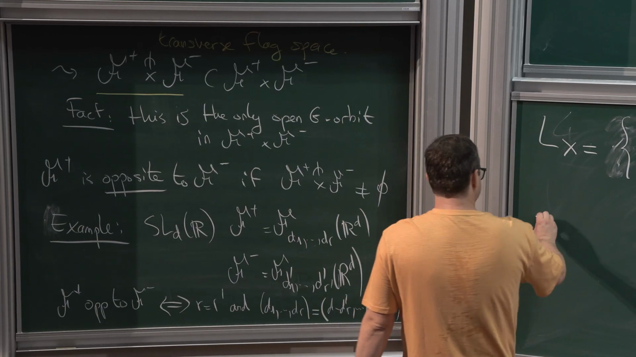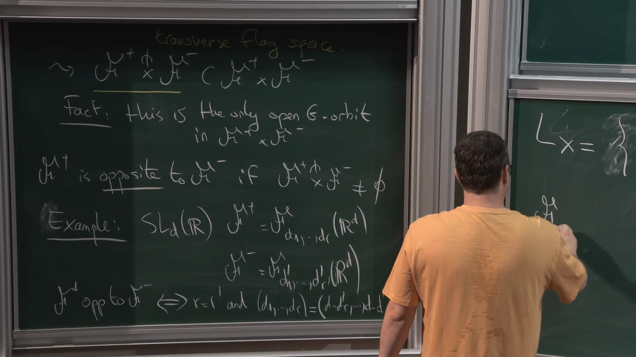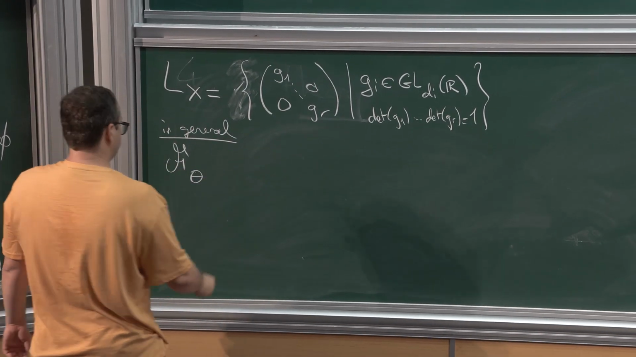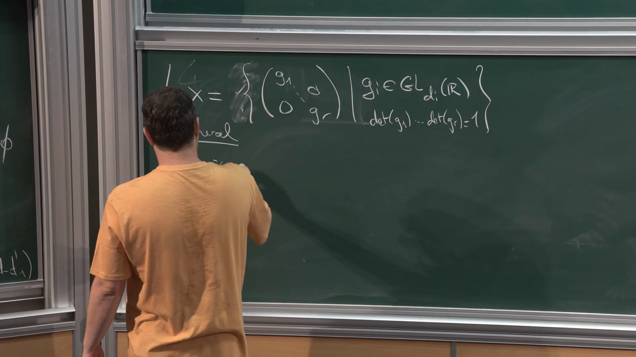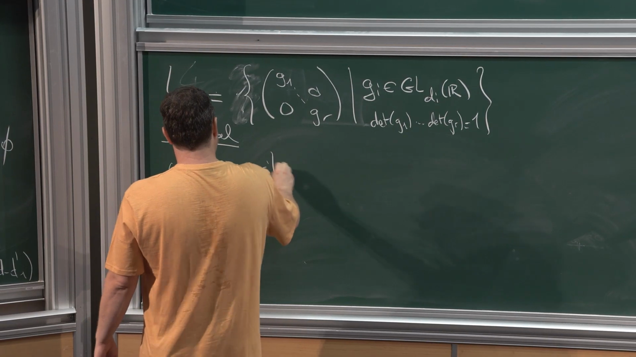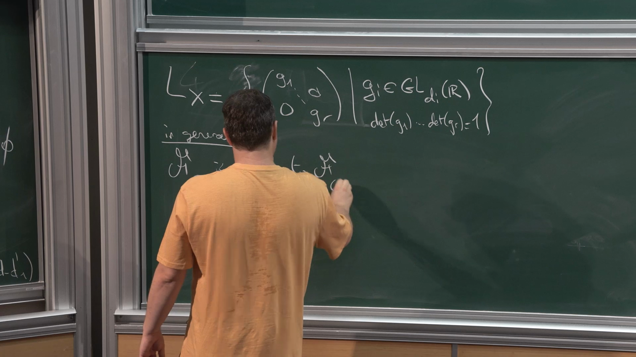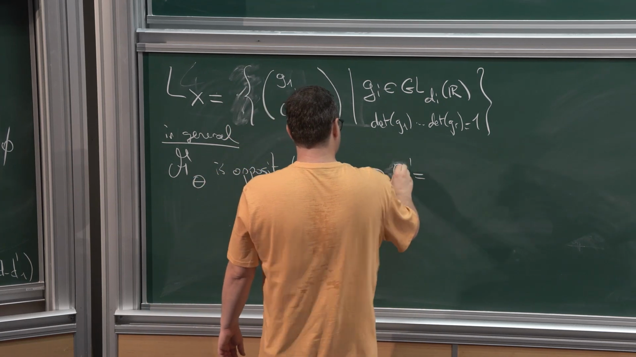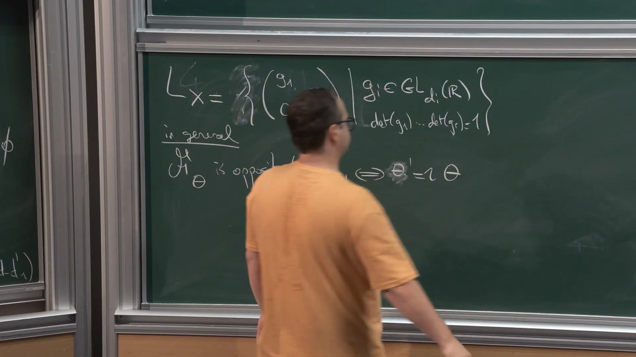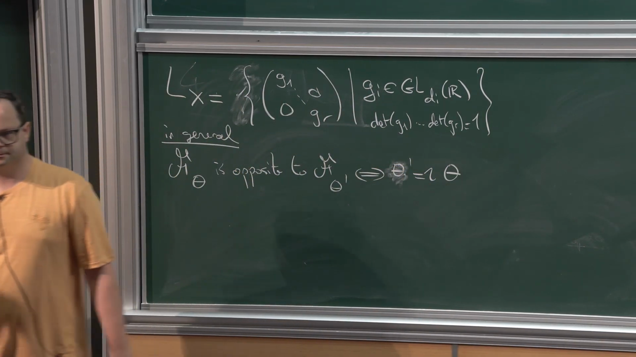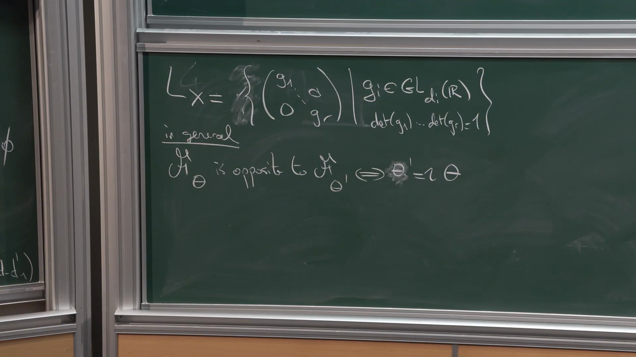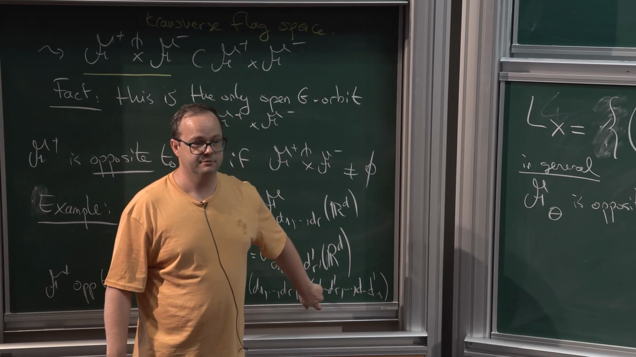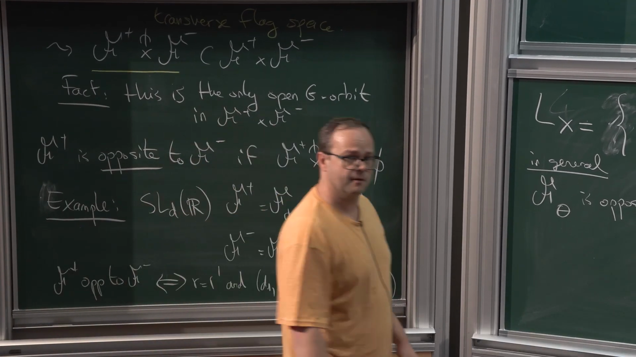So let me say F. So in general, with the standard description over there, F theta is opposite to F theta prime is equivalent to saying that this theta prime is the opposition involution applied to theta. In SLD, this opposition involution sends D1 to dr, to d minus dr, to d minus d1.